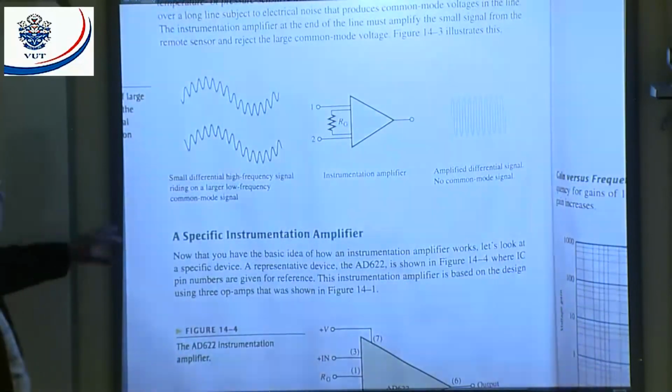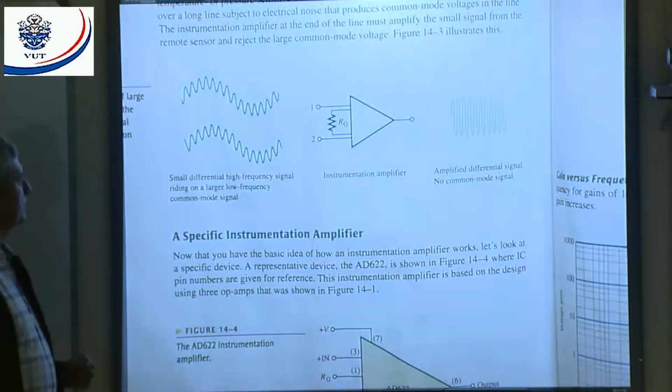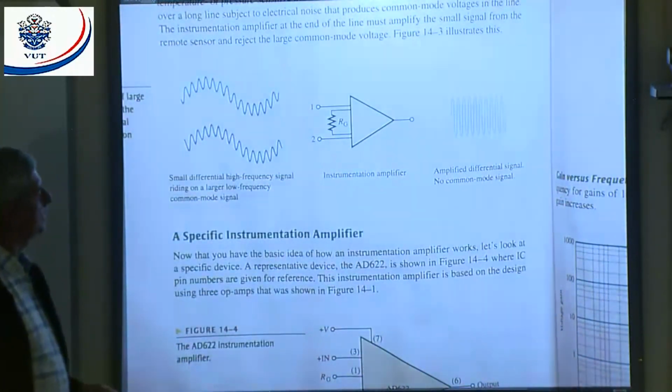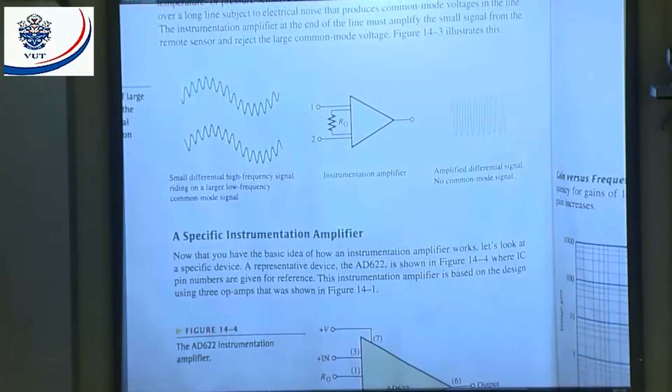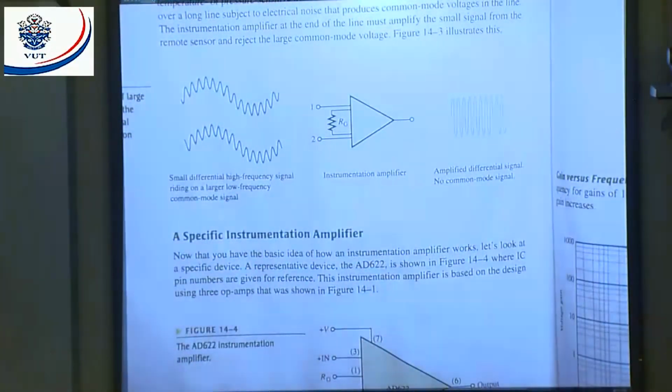You see here, they tell us: small difference in high frequency signal riding on a large low frequency common mode signal, instrumentation amplifier, and amplify the differential signal, no common mode signal, all right? That's basically, we want to get rid of the common mode signal. And the common mode signal will normally be, in our case, around about a 50 hertz signal. It's going to be quite a low frequency, while my signal I want to amplify is going to be a much higher frequency. Now we're going to look at specific instrumentation amplifiers.